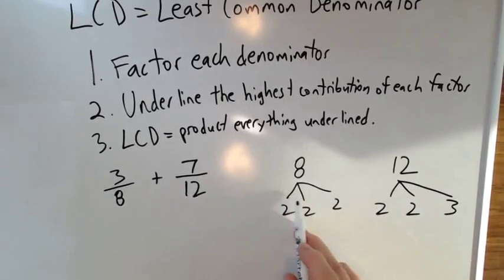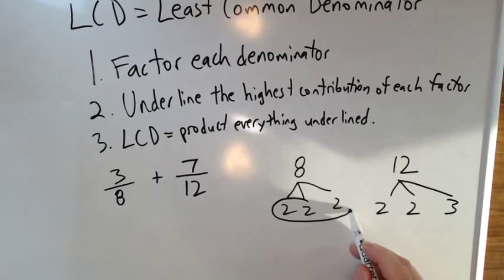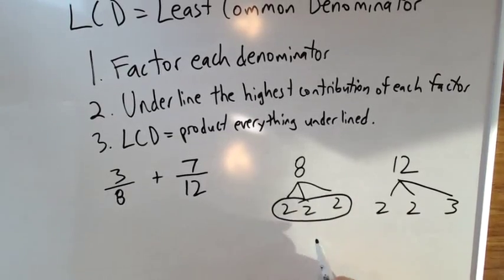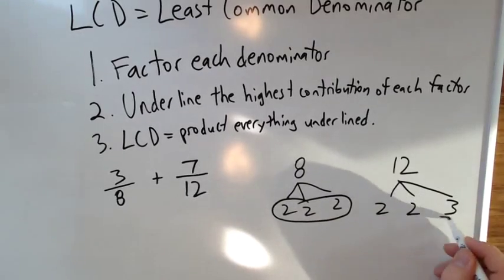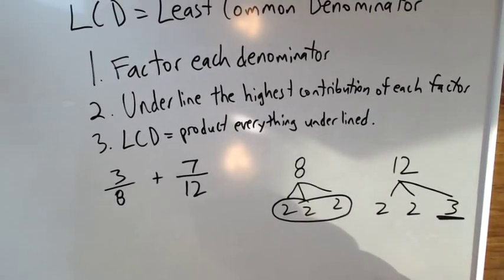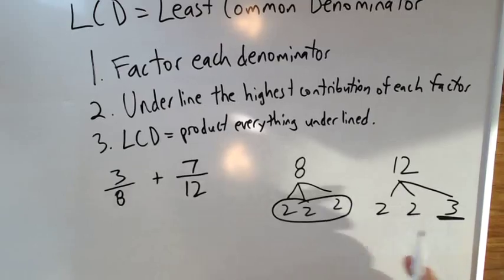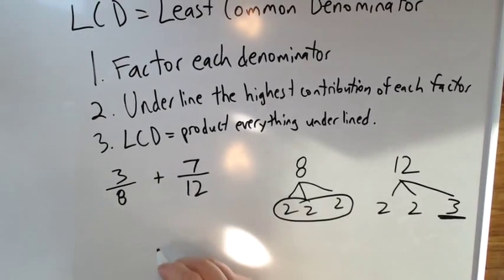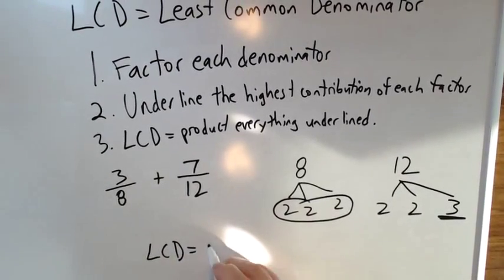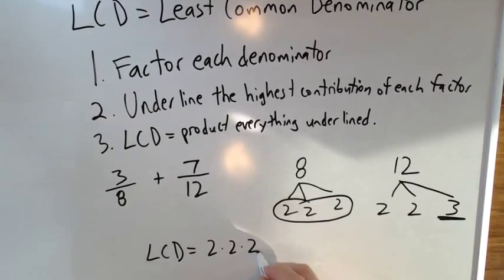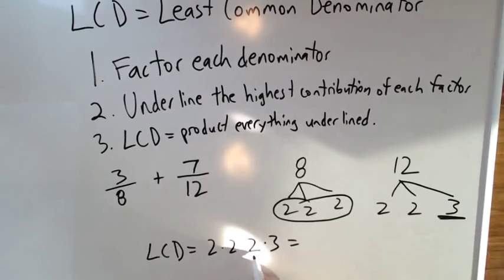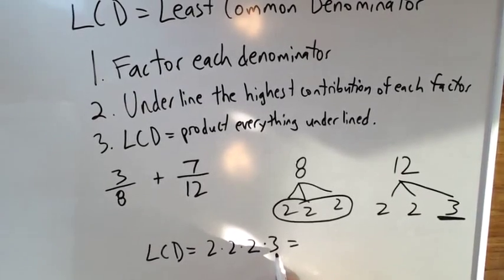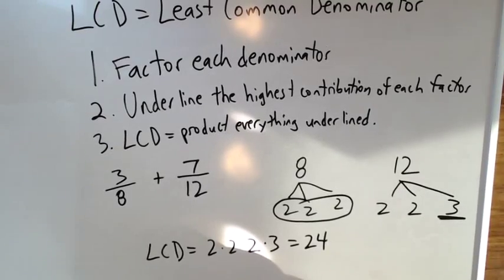So for the 2's, this is the greatest. I said underline it, but I circled it. And then for the 3, I'll underline the 3. The 3 is the highest contribution. The LCD is the product of everything underlined, so the LCD is 2 times 2 times 2 times 3. 2 times 2 is 4, times another 2 is 8, times another 3 is 24. So the LCD is 24.